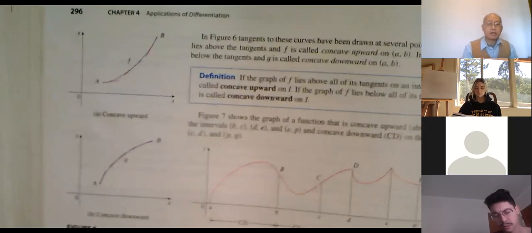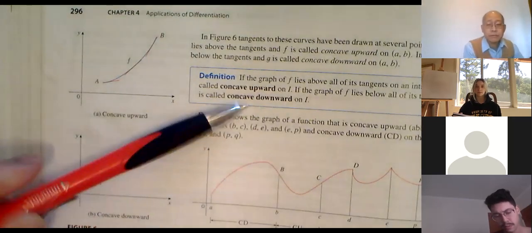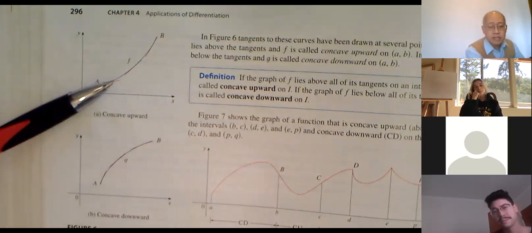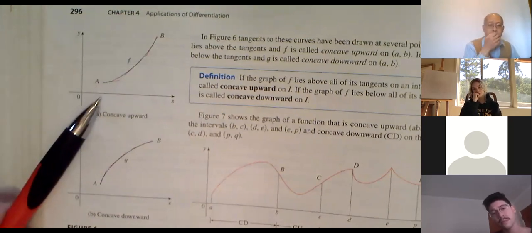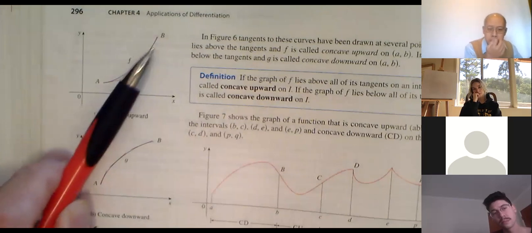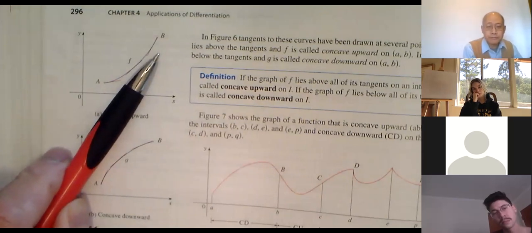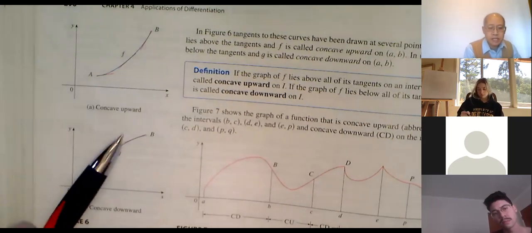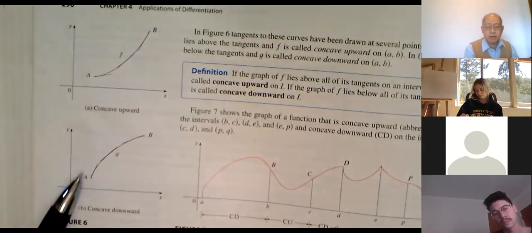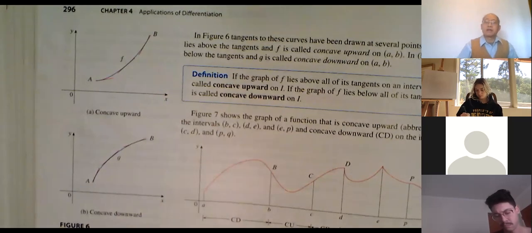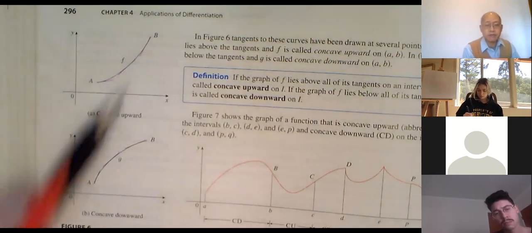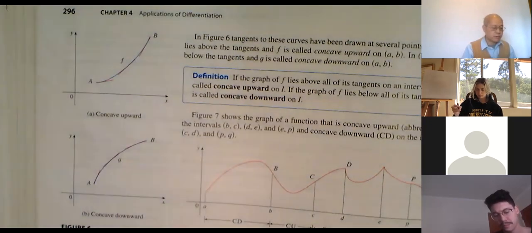Some characteristics of concave up. You don't have to write this down if you don't want to. I won't test you on it. But if you notice, for concave up, the tangent lines all seem to be below the curve. How about concave down? It looks like the tangent lines are above the curve. So you could use that as a criterion, I suppose: are the tangent lines above or below the curve?